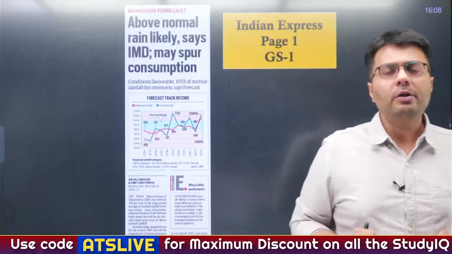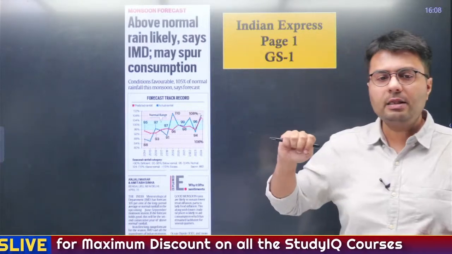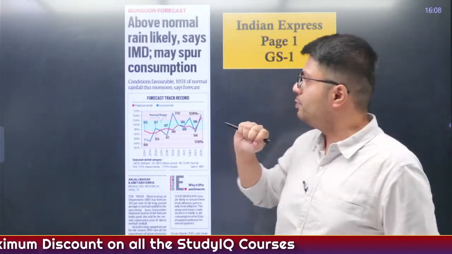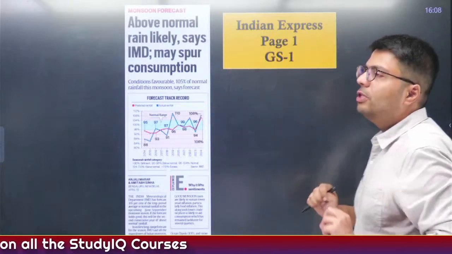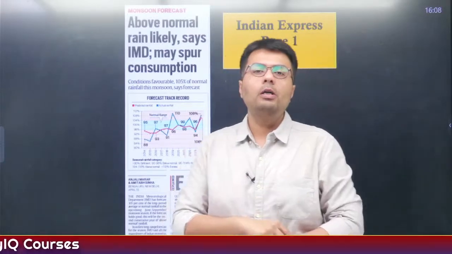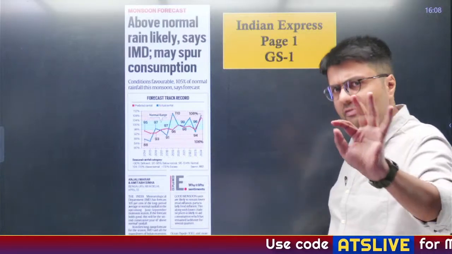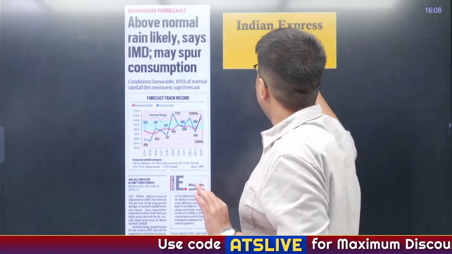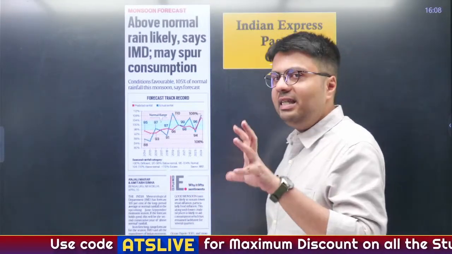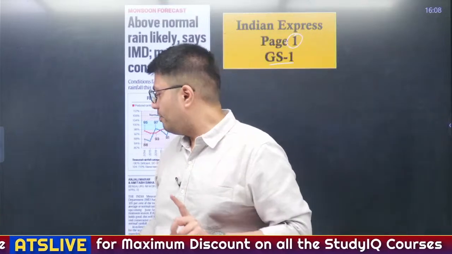Now we'll start off today's discussion with this first article. This appeared on the very front page of the Indian Express newspaper, and you understand this particular news article is very important, not just for India's economy but also from our exams perspective. Why? I will let you know. Now the relevant paper is GS paper 1, as it deals with the monsoon, which is a geographical phenomenon, right?